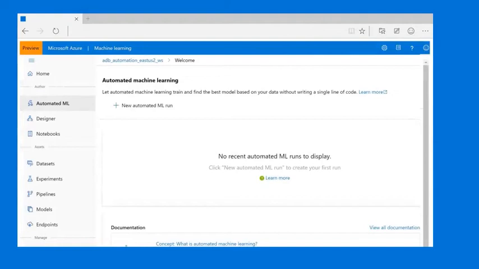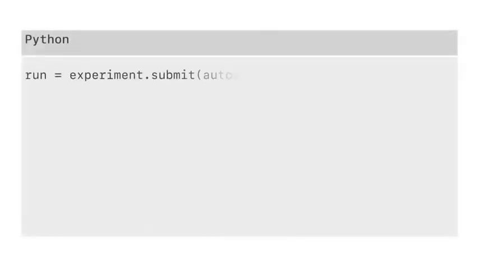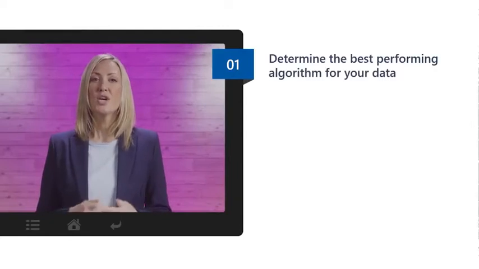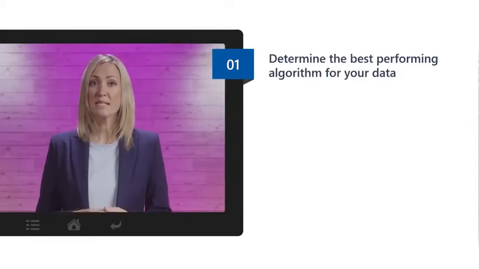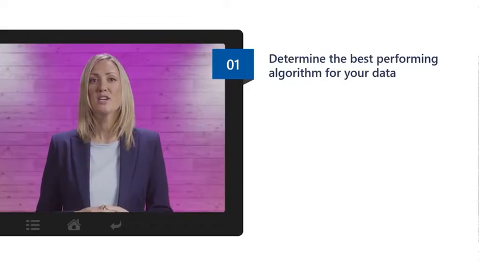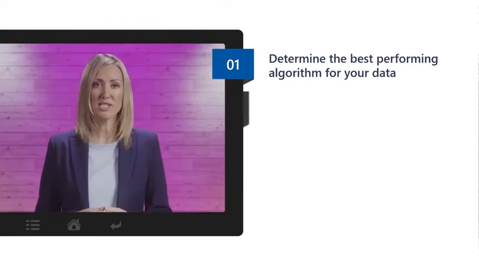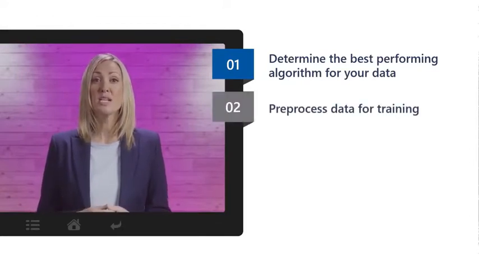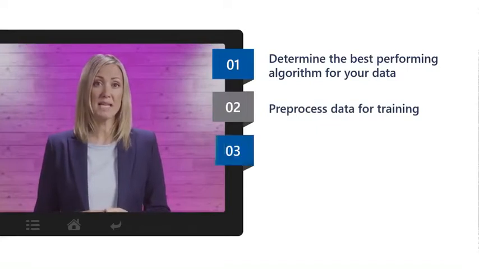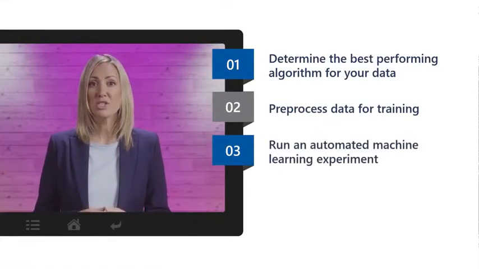Azure Machine Learning includes support for automated machine learning through a visual interface in Azure Machine Learning Studio. You can use the Azure Machine Learning SDK to run automated machine learning experiments. In this lesson, you will learn how to use Azure Machine Learning's automated machine learning capabilities to determine the best performing algorithm for your data, use automated machine learning to pre-process data for training, and run an automated machine learning experiment.